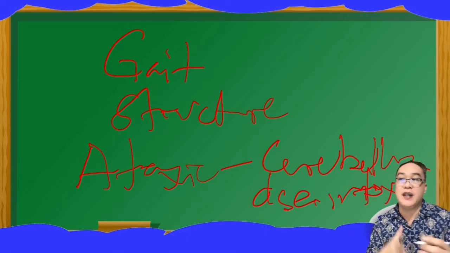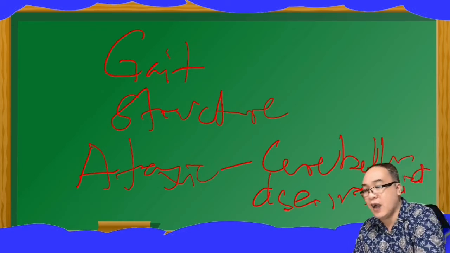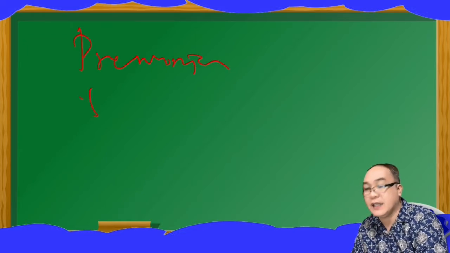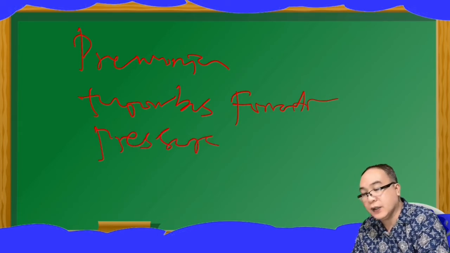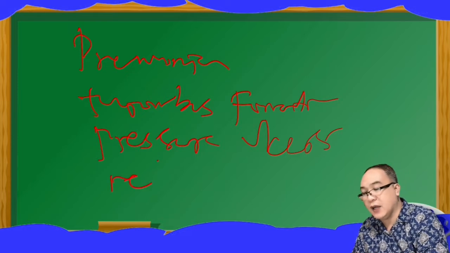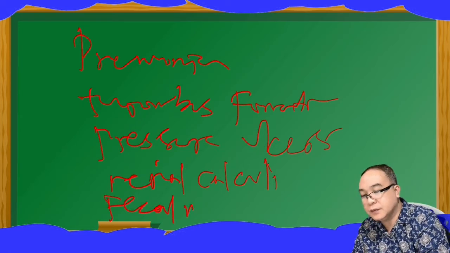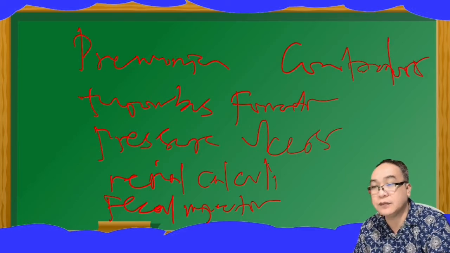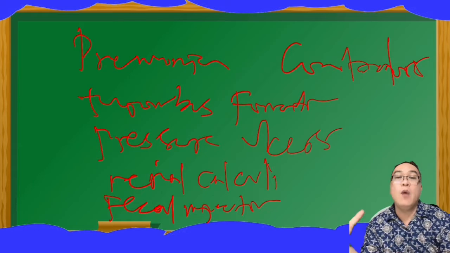So what are the possible complications for patients who experience fracture? It can be pneumonia, thrombus formation, pressure ulcers, renal calculi, fecal impaction, and of course contractures. These are among the complications that a nurse should give attention to prevent once the patient has fractured.